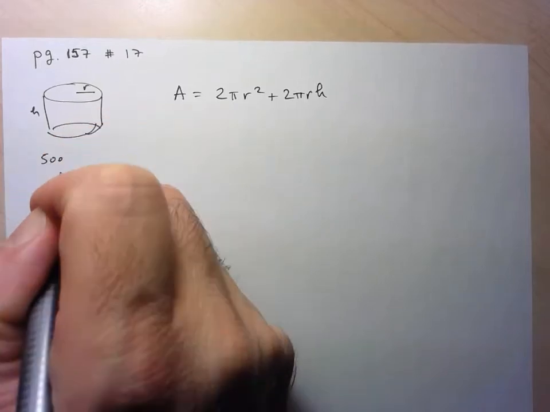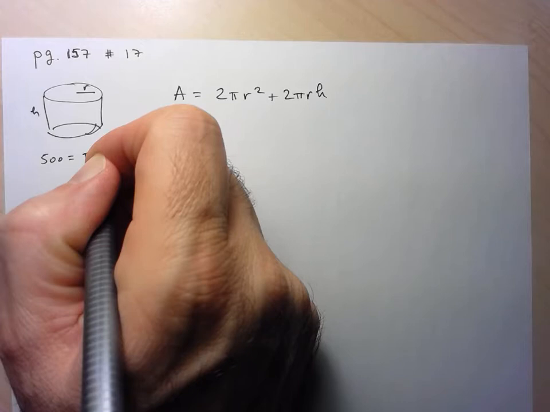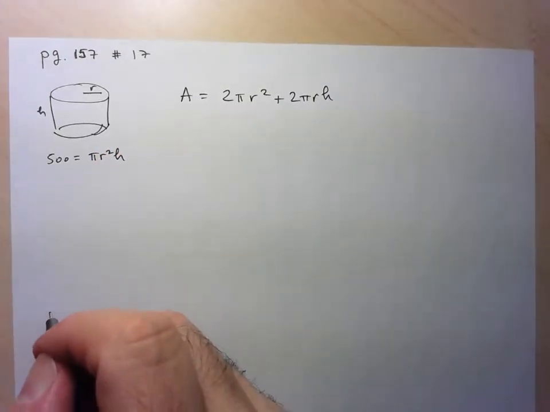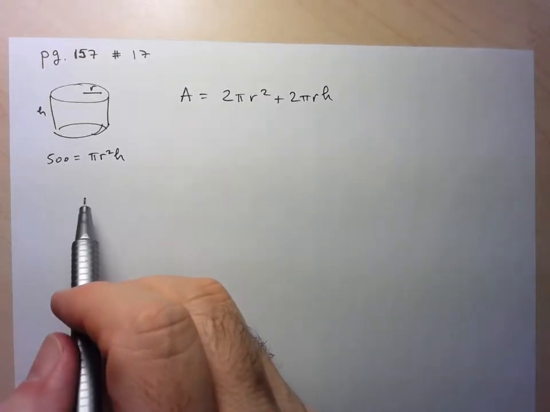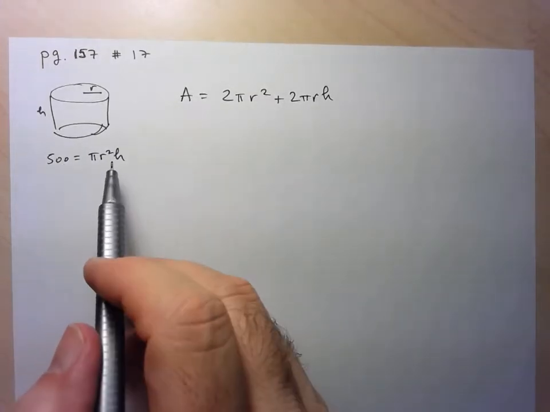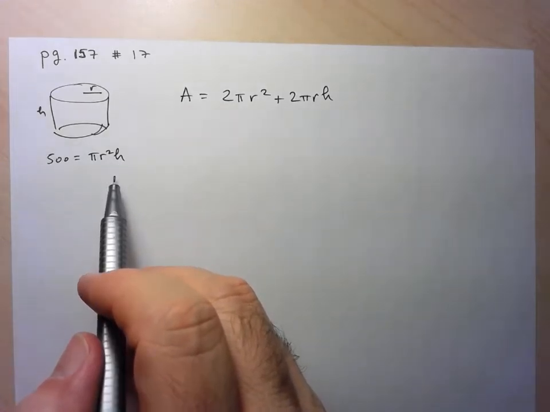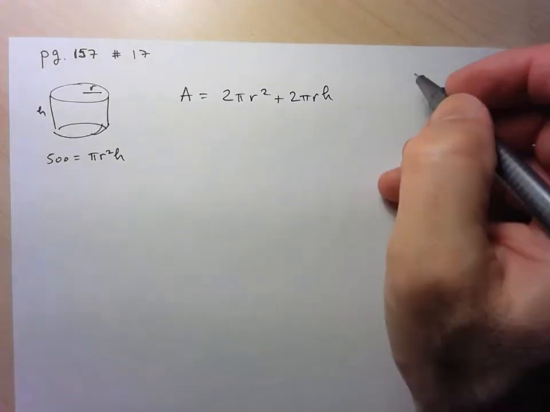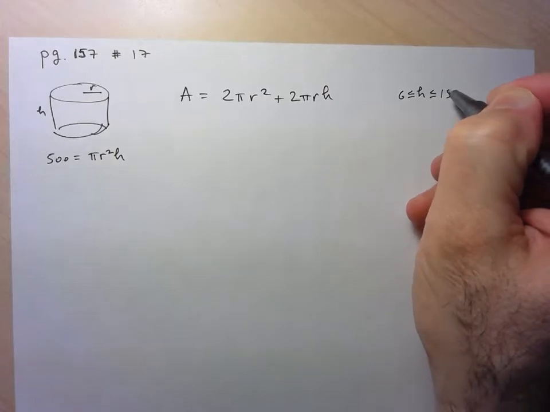So the volume is 500, which of course for a cylinder is pi times the radius squared times h. Now this is where I have a decision to make. I have to decide which variable to isolate. It's certainly much easier to isolate h. The problem is that the constraint they give me has to do with the height. They tell me that the height has to be between 6 and 15.